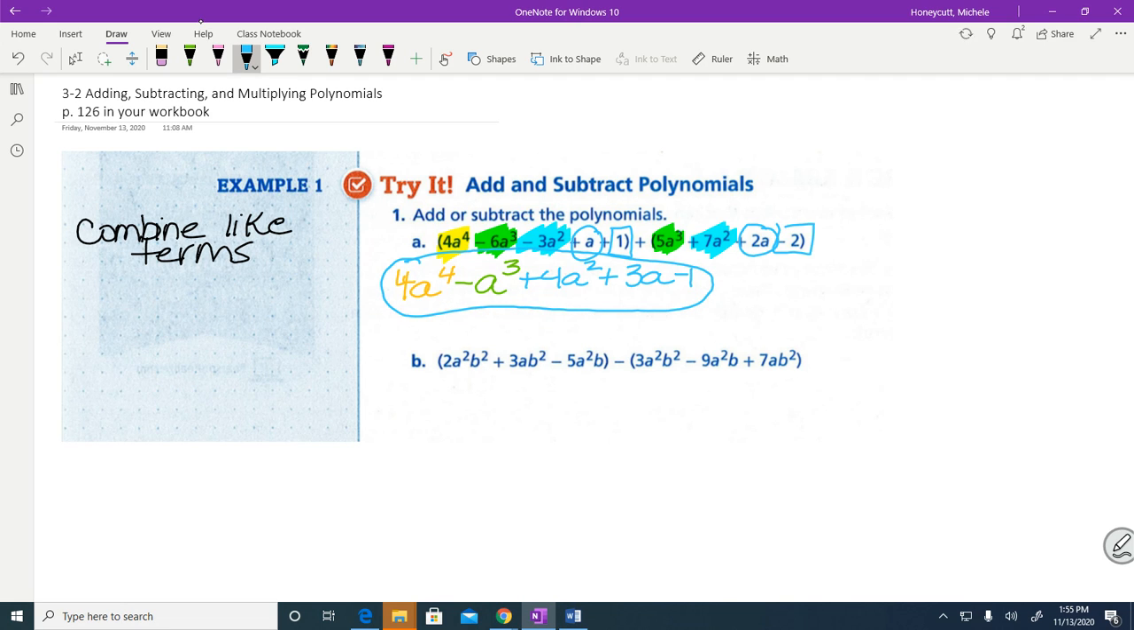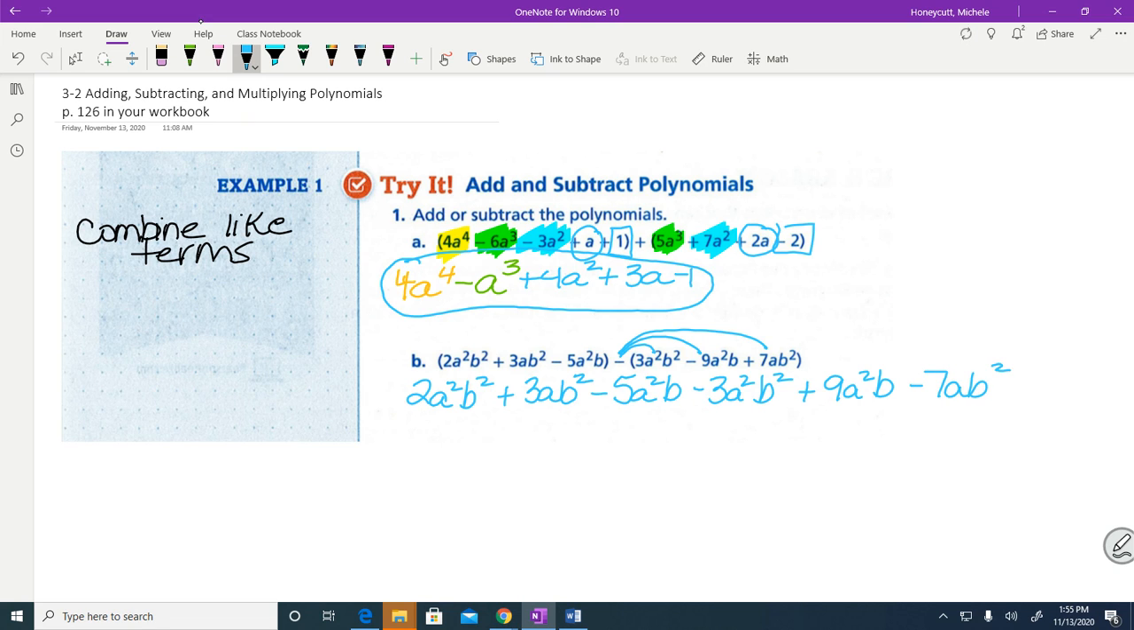To subtract, you'll do the same thing. A lot of people like to, but you have to be careful with this negative. So a lot of people like to just distribute this and turn it into an addition problem. So I would have 2a squared b squared plus 3ab squared minus 5a squared b minus 3a squared b squared plus 9a squared b minus 7ab squared. Then I look for like terms.